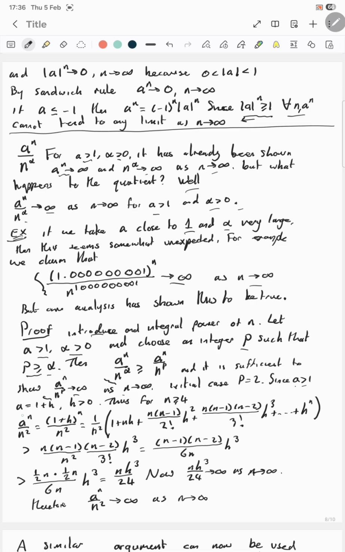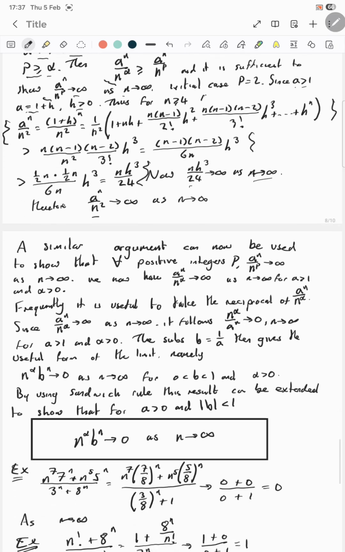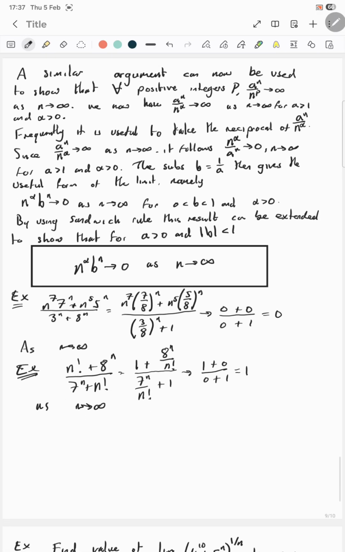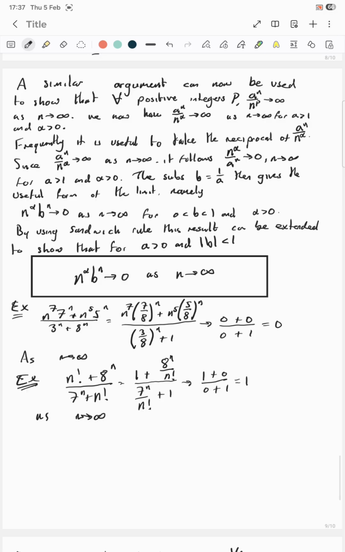Since a is greater than 1, a equals 1 plus h, where h is greater than 0. Thus, for n greater or equal to 4, we get this here, which is greater than this, which is greater in turn than this. Now n h cubed over 24 goes to infinity as n goes to infinity. Therefore, a to the n over n squared goes to infinity as n goes to infinity. Now, a similar argument can be used to show that for all positive integers p, a to the n over n to the p tends to infinity as n tends to infinity.